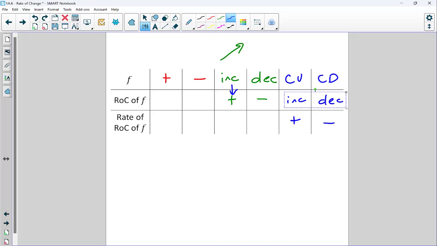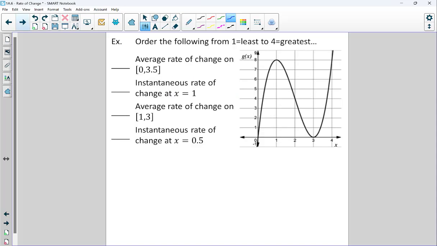So we have three tiers of behavior between three different characteristics of the function. We have concave up, increasing, and positive. We have concave down, decreasing, and negative. Those relationships will always hold true. Look at a couple more examples.